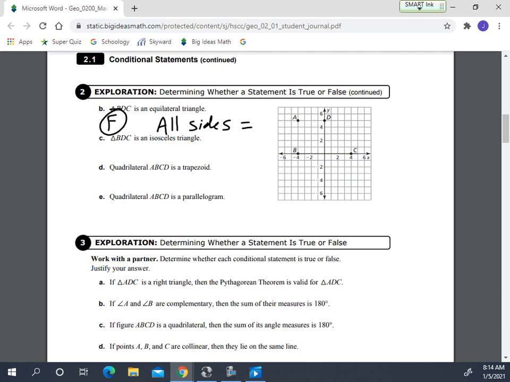Letter C. BDC is an isosceles triangle. So same triangle. Is an isosceles triangle. Well, two sides have to be equal in length, right? Well, let's count this one. We know it goes up 1, 2, 3, 4, 5 over 1, 2, 3, 4. Up 5 over 4. How about DC? Does it have the same slope? 1, 2, 3, 4, 5. 1, 2, 3, 4. Yes. So yes, this is an isosceles triangle.